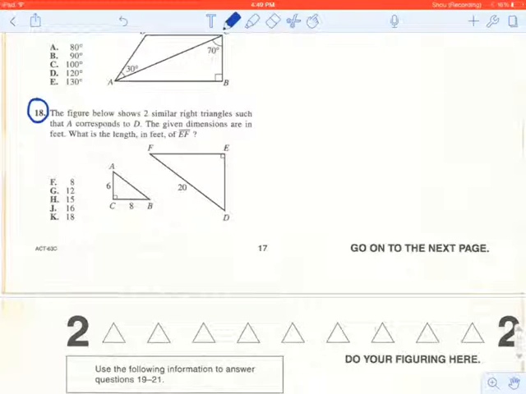Question 18. The figure below shows two similar right triangles such that A corresponds to D. The given dimensions are in feet. What is the length in feet of EF?